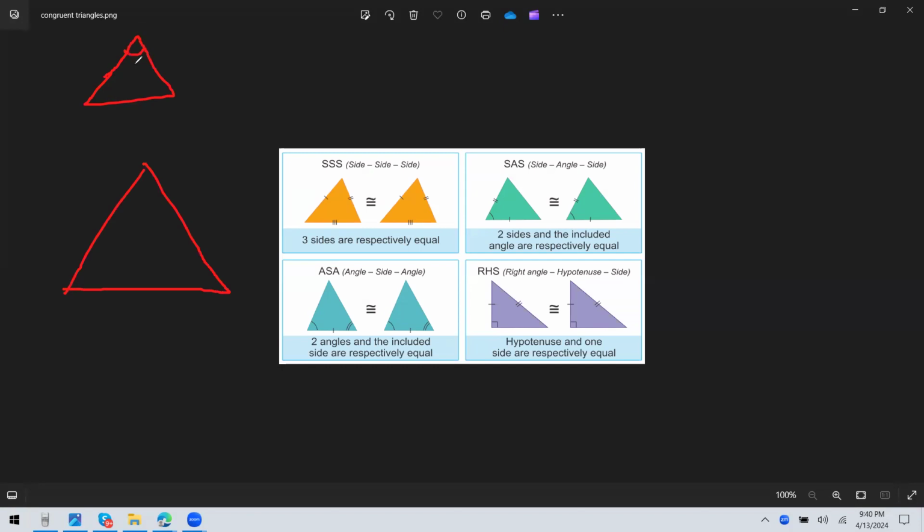If you can prove that two angles are same, let's say this is 20 degree, this is also 20, and this is 40, this is also 40. If you can prove that two angles are same in the triangles, then automatically, third angle will also be same. 40 plus 20 is 60. 180 minus 60, third angle is 120. Okay.